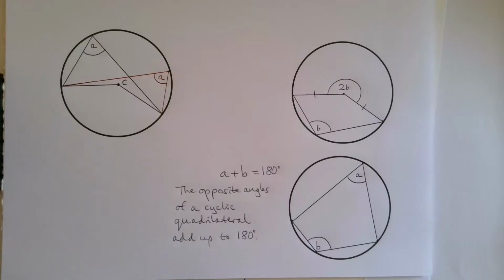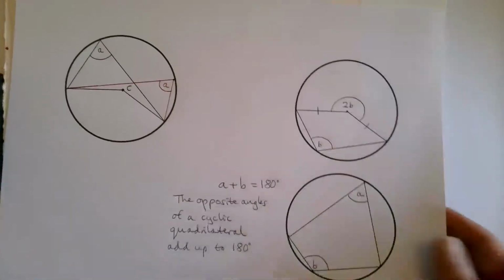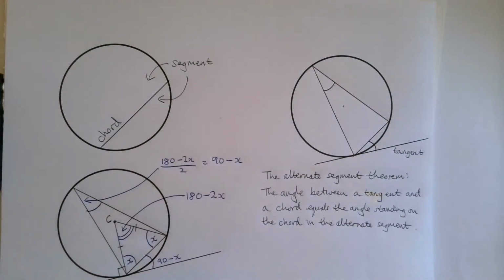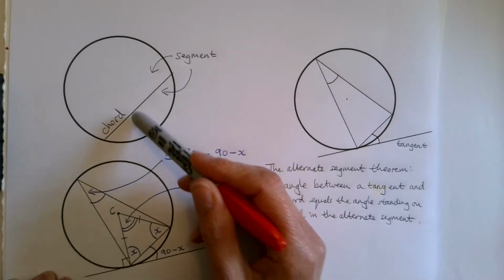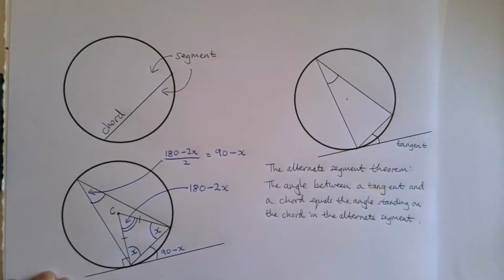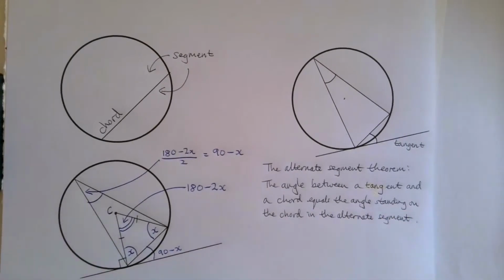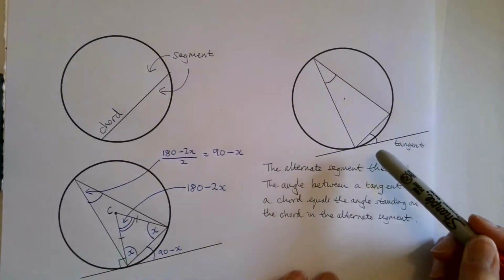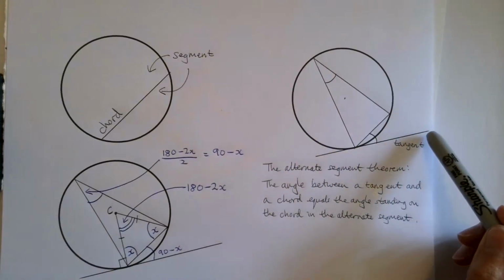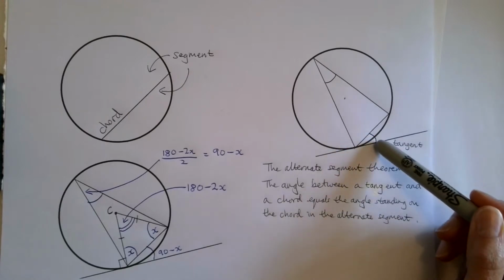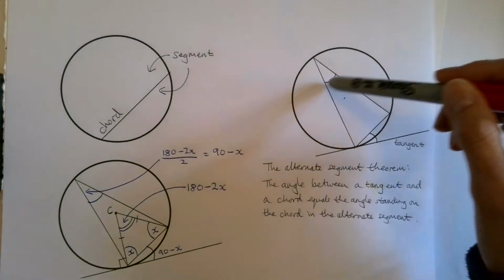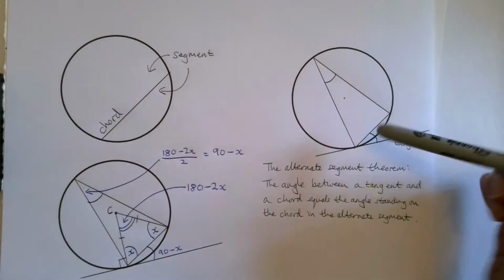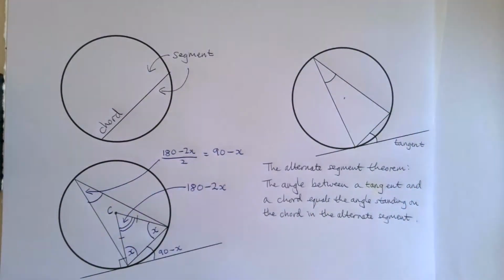So the next one we're going to look at is the alternate segment theorem. So let's just remind ourselves of what a segment is. If we've got a chord in a circle, this is a segment one side of the chord, this is a segment the other side of the chord. And the actual theorem basically says that the angle between a tangent, so that's a line just touching the circle, and the chord, so this is the chord here, is equal to the angle over here, which is standing on the chord in the alternate segment.